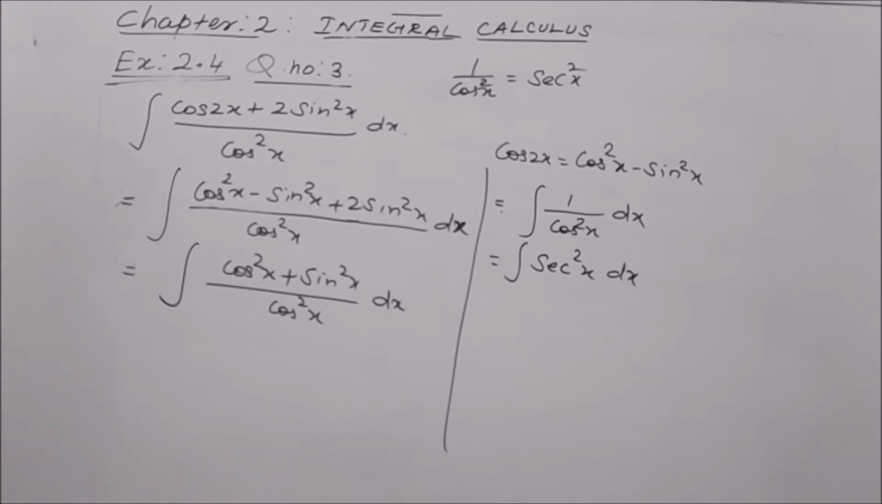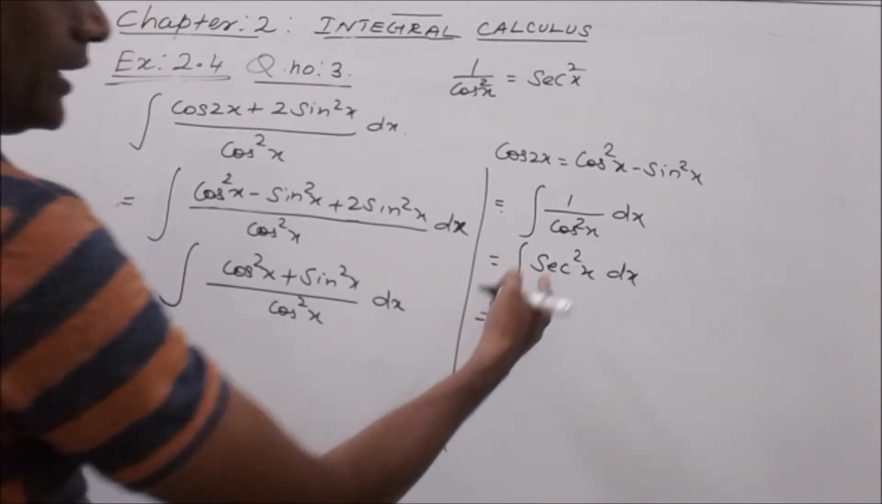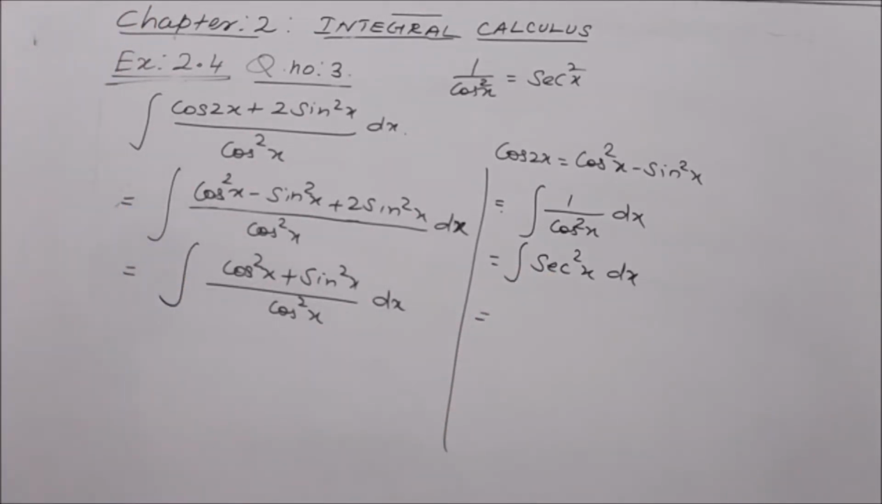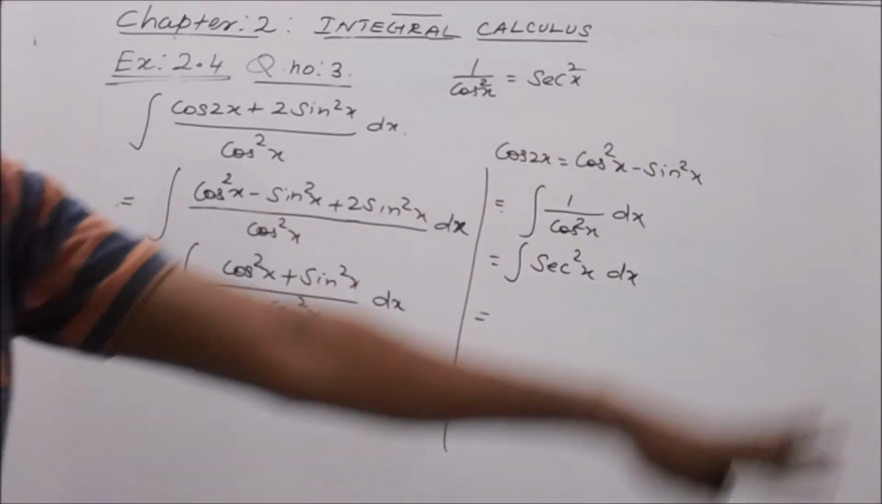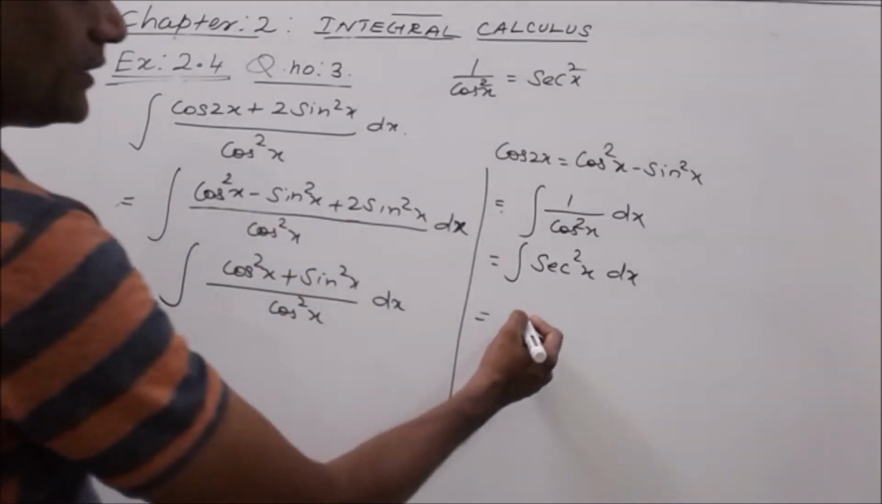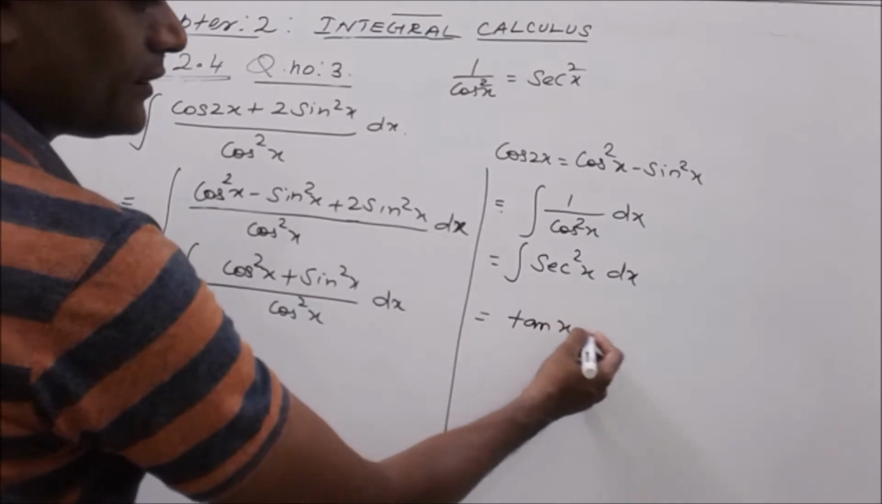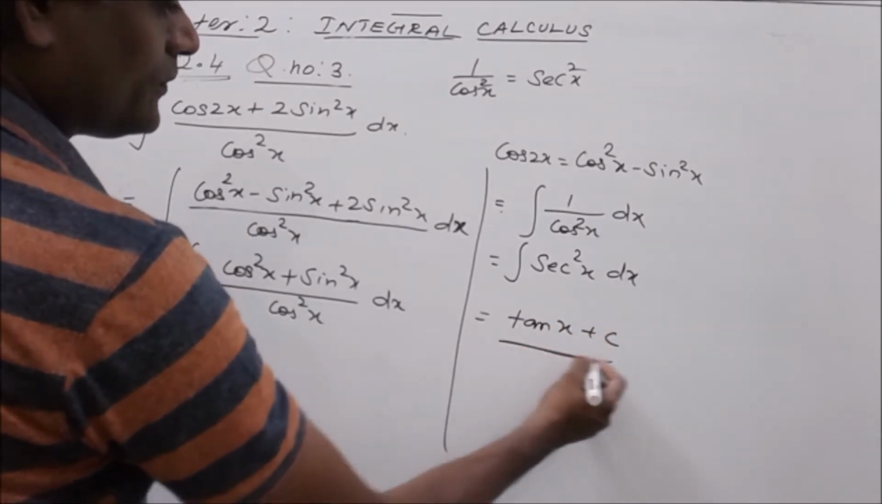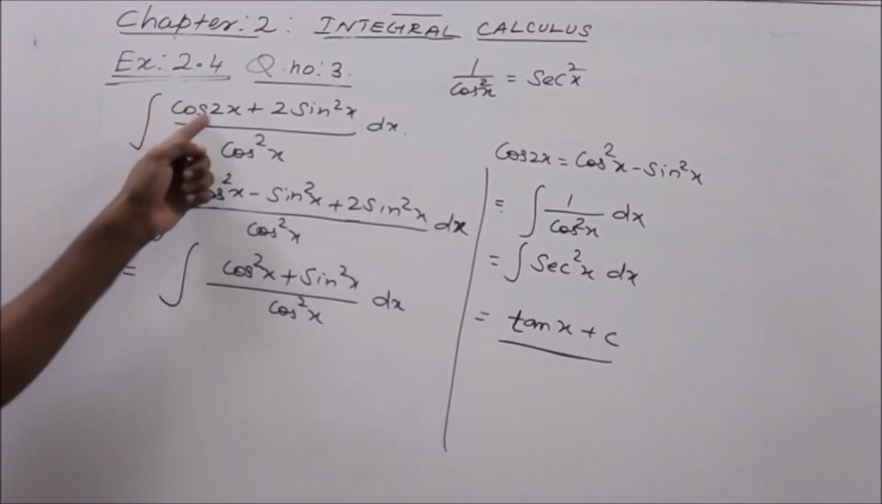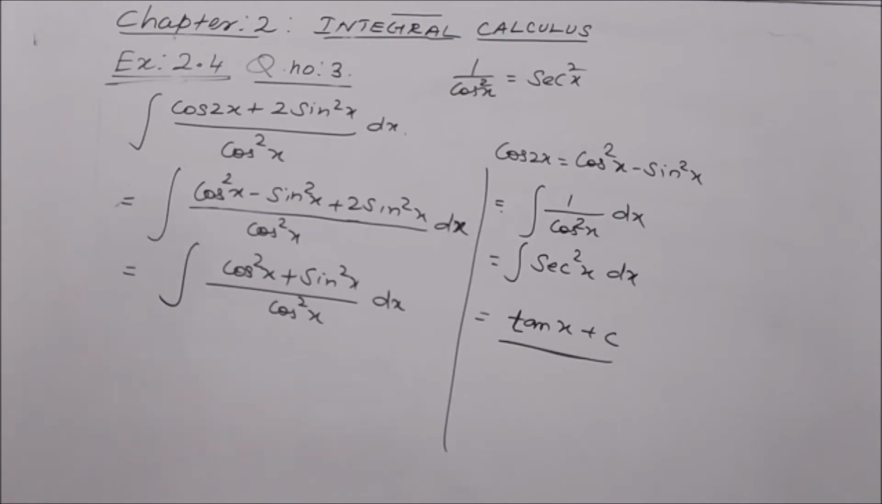Now we are applying again a formula, 1 by cos square x is secant square x. Now that is very easy to calculate. Derivative of tan x is secant square x. So integral of secant square x is tan x. So the answer is tan x plus c. That's all. The integral value of cos 2x plus 2 sin square x by cos square x into dx is equal to tan x plus c.